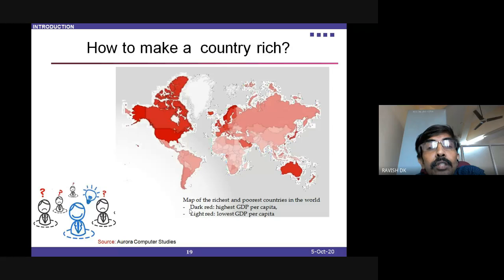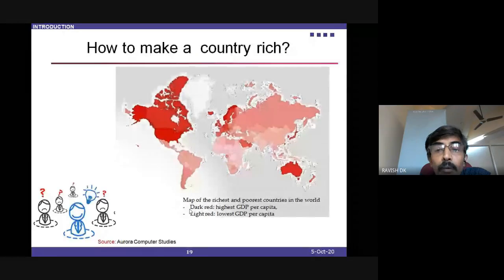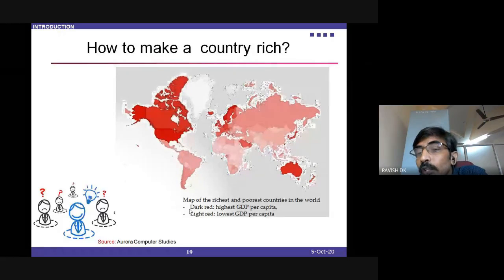If you see the world map, the red color marks high GDP, developed countries. India, as we all know, is a developing country, and I need not say what the economy state is. One picture is worth a thousand words; you understand why this slide is there.